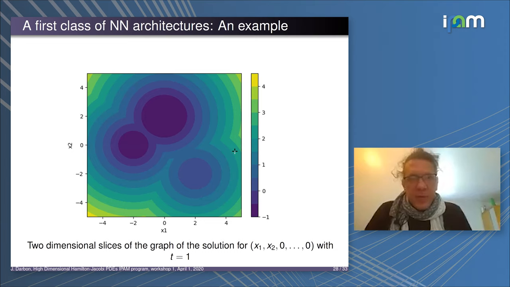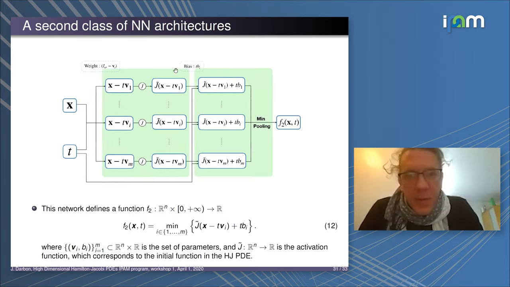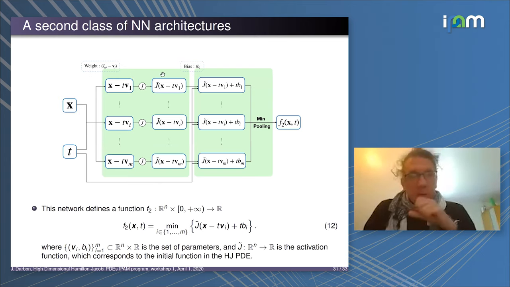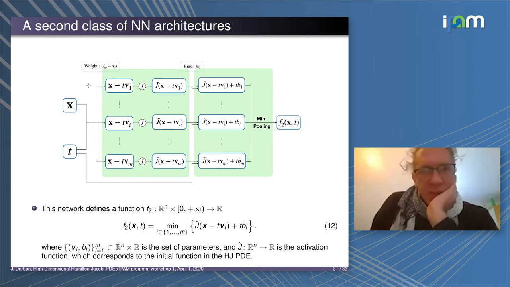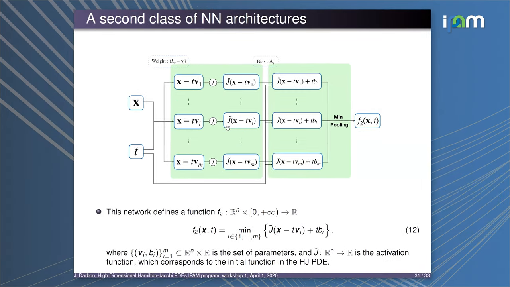There is another natural architecture for considering the Hopf-Lax representation, where this time the parameters of the network are not the initial locations, but are the velocities. So you give me a bunch of m velocities. As I was mentioning, there is a second kind of architecture that is inspired by the Hopf-Lax formula, where you give me a bunch of velocities v1 to vm.